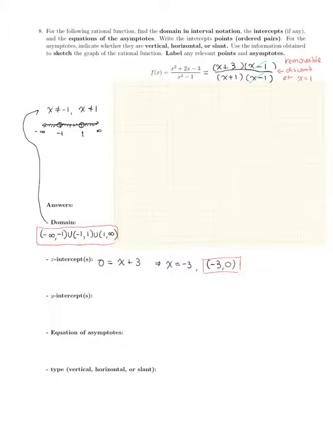Now, for the y-intercept, you set x equals 0 and solve for y. Again, you're looking at the reduced rational function. So here you're going to have y equals 0 plus 3 over 0 plus 1. So this is going to be 3. So here, our y-intercept is going to be 0, comma 3.